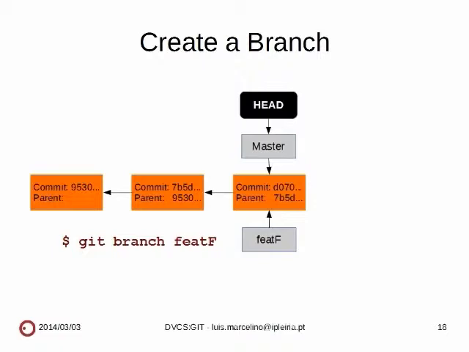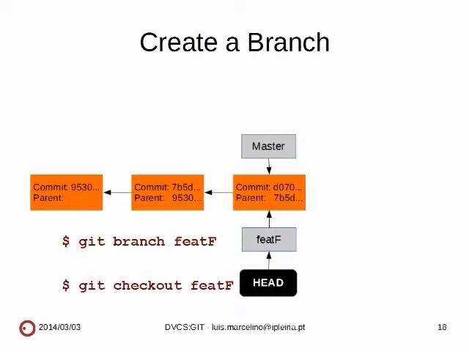Let's say I'll do git branch and I'll name it feature F, fit F to fit in the slide. That will be the branch where I'm working on feature F, any feature. And git branch will create that branch for me. But remember, HEAD is pointing to master, so I'm still working on master. If I want to change to feature F, I do a checkout. Git checkout feature F will point HEAD to feature F and not to master.